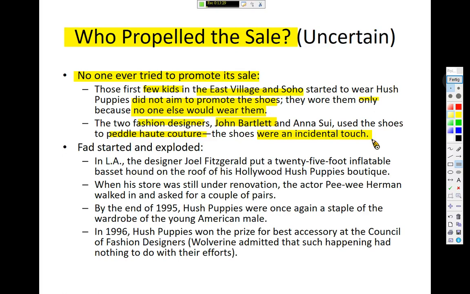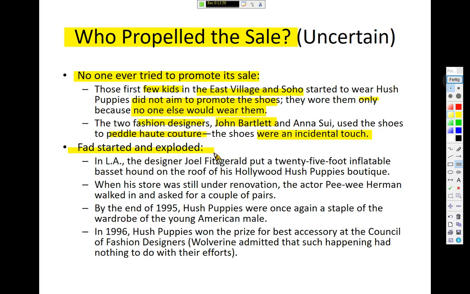So look here, we have kids wearing the shoes. We have the fashion designers using the shoes to sell their dresses. So basically, the shoes are not the primary focus at all. They are not the primary focus. Okay, however, the fad started and it exploded. The process is kind of mysterious. The kids and the designers.